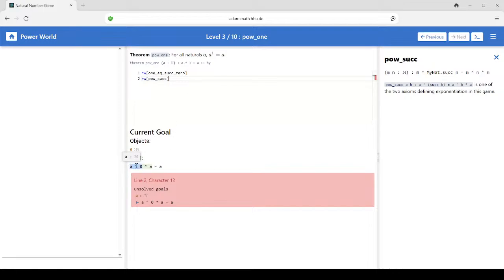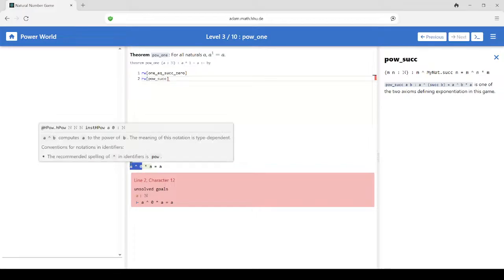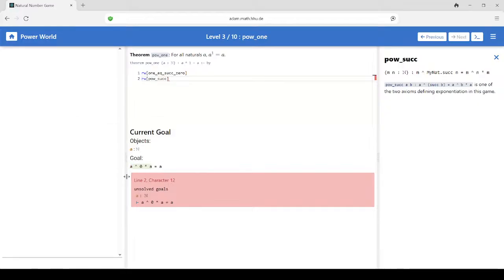Sorry, no, we have a to the power of 0 times a. It's weird to try and say it in English, but right, you have to imagine the parentheses here. This is being done first, and then the whole thing will be multiplied by a.